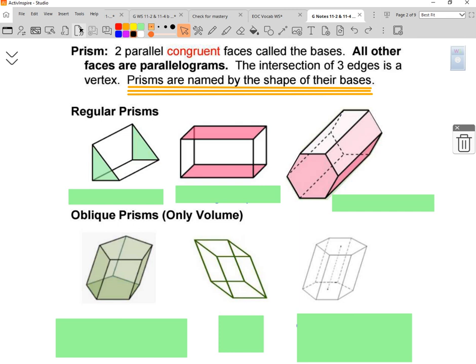And the most important thing I want you to remember out of this is prisms are named by the shape of their bases. So I underlined it 3 times. You're going to underline it or circle it or highlight it or something. I'll be looking for that when I give you a grade on your notes. Marshall, go ahead and underline. Prisms are named by the shape of their bases.